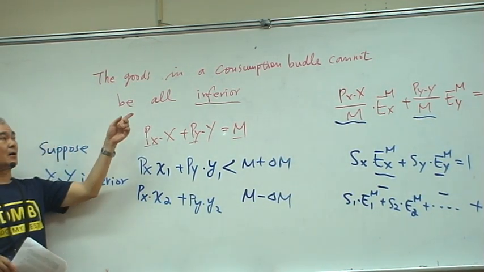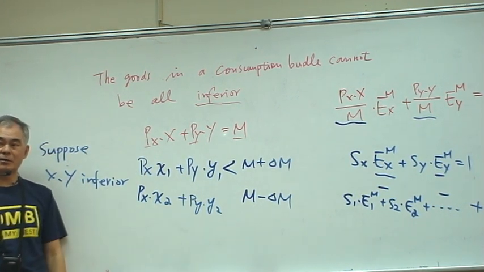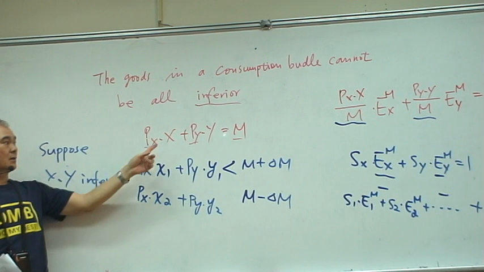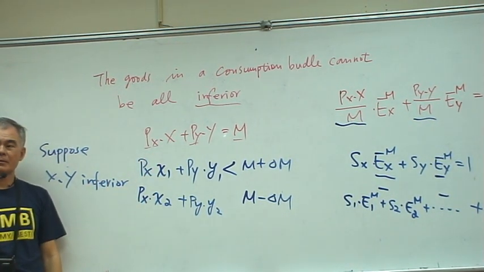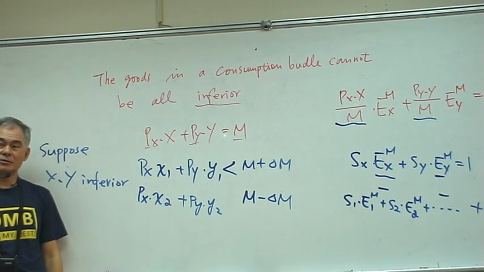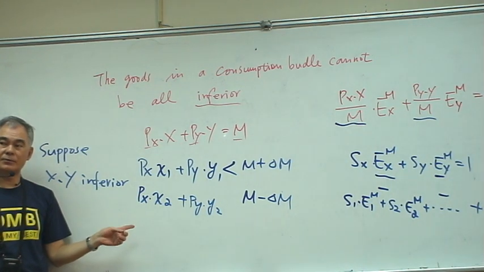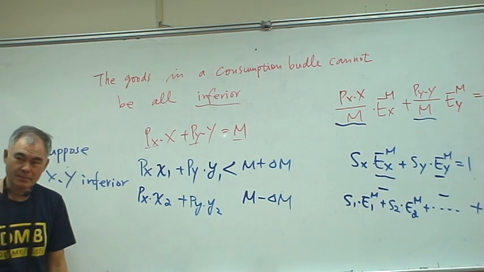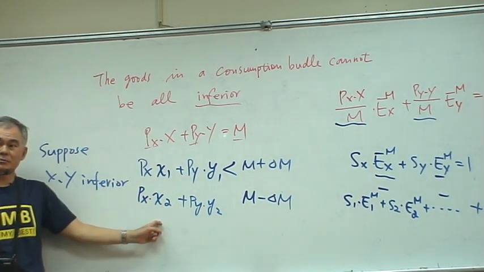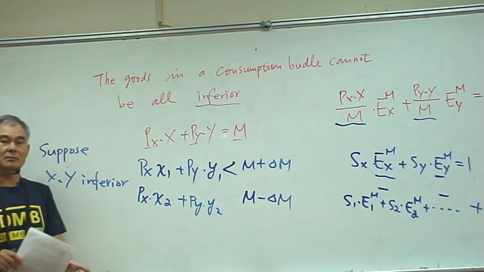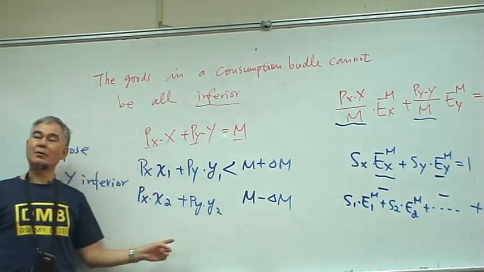And remember, we talk about x and y, they are all inferior. So what happened here? What's the relation between x and x2? Which one is larger? Excuse me? x2 and x1, which one is larger? x2. Because income goes down, right? Income goes down, you buy more.